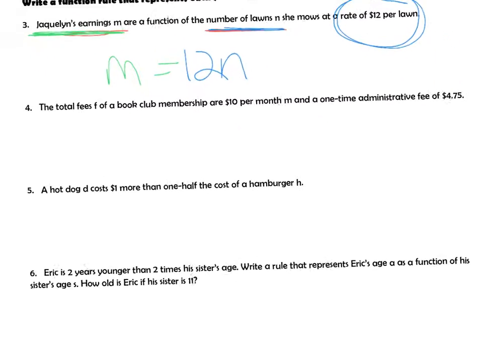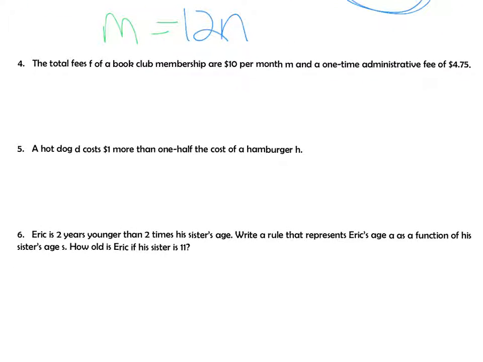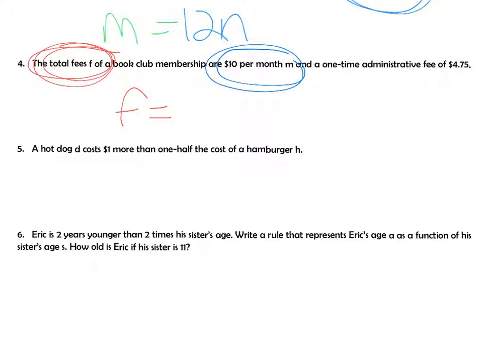Okay, let's try number 4. Number 4 says the total fees F of a book club membership are $10 per month M and a one-time administrative fee of $4.75. So total fees is going to be F. My other one says a $10 per month fee and a one-time administration fee of $4.75. So I'm going to take F equals, because that's what I want to know, the total fees.